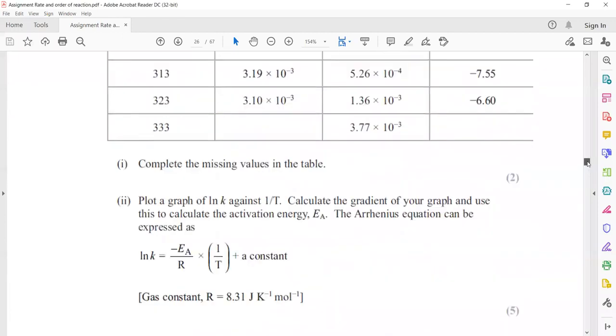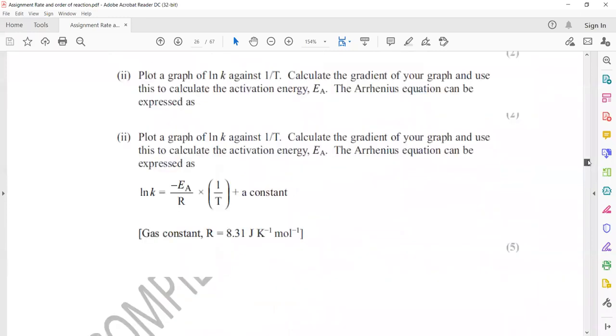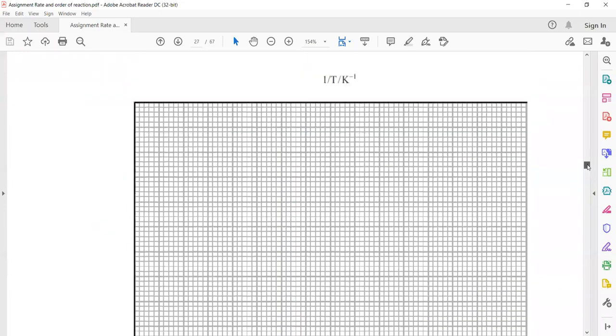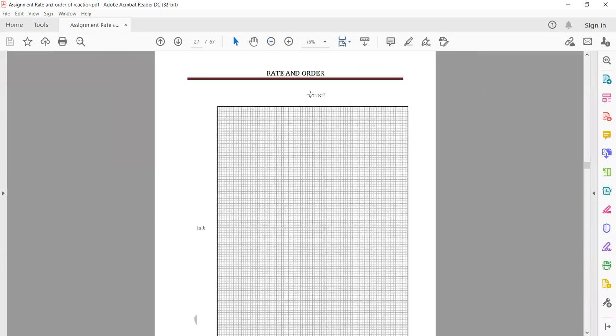Then we have to plot a graph. As you can see here, the Arrhenius equation is given to you. You have to plot a graph from the values, but you can see the value of ln k is negative, going from minus 5.58 to minus 9. So when you plot the graph in the same manner, like we have -1, -2, -3, -4, -5, -6, and so on till -9.